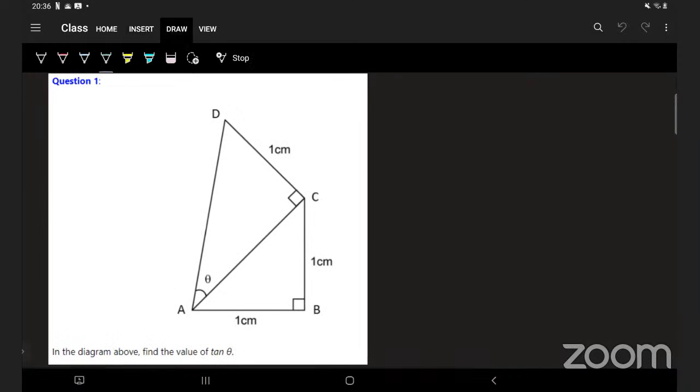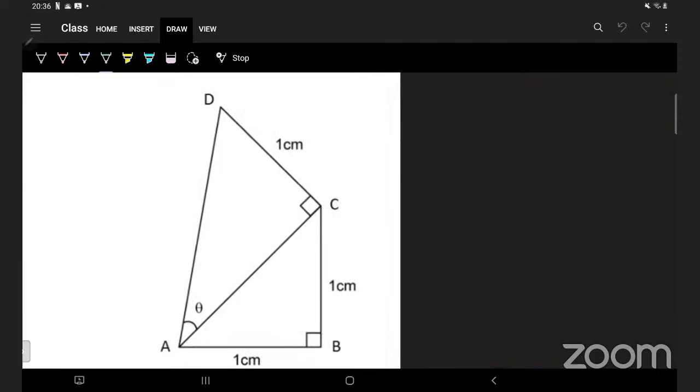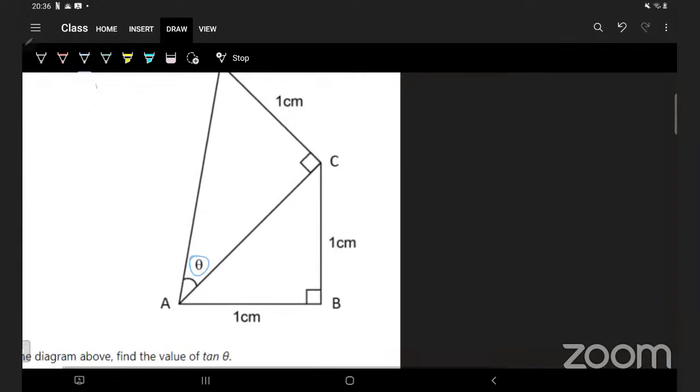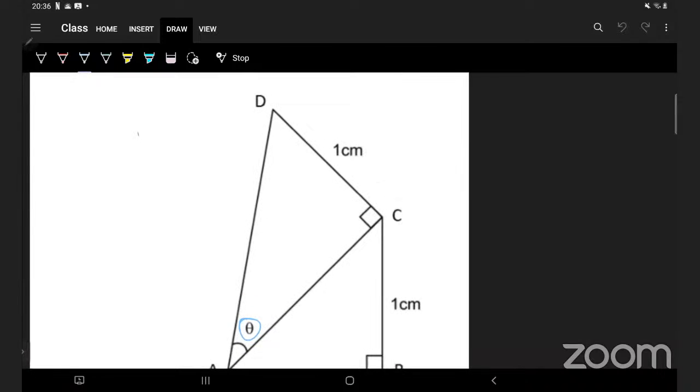In the diagram above, find the value of tan theta. So we have theta over here. As we recall from the previous classes, SOH CAH TOA. Since it's tangent, we take TOA. So tan theta should be equal to the opposite length divided by the adjacent length.